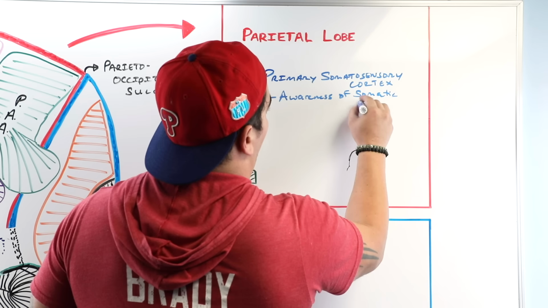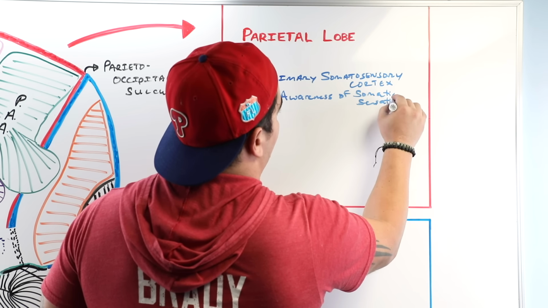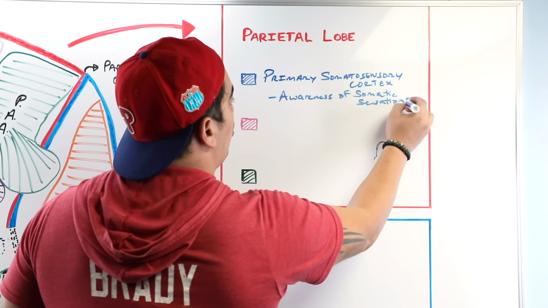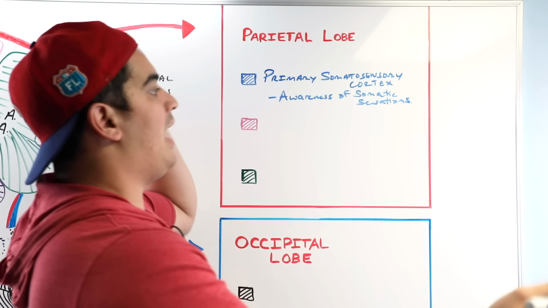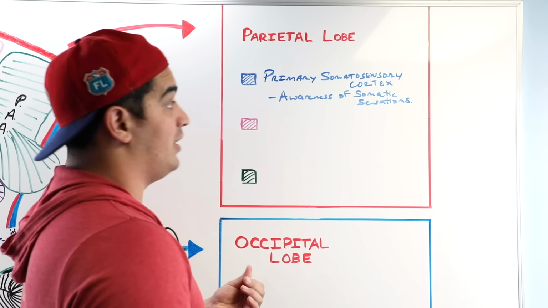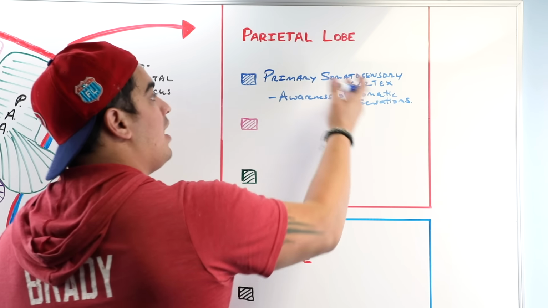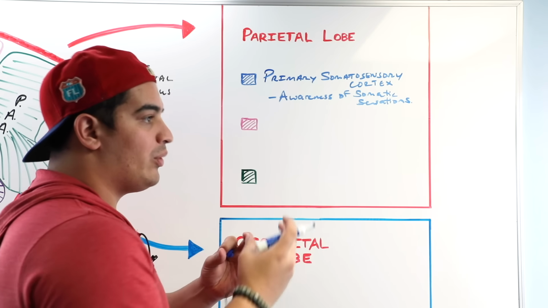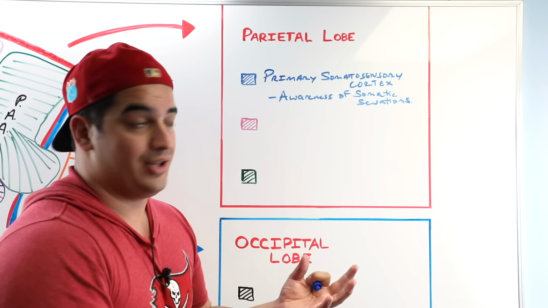Now, to expand on that, what does that mean? That means fine touch, discriminative touch. It means proprioceptive sensations, which is where your body, your arm, your body parts are in three-dimensional space. And even vibration sense and pressure. All of that stuff comes to this area of the cerebral cortex, and so you're aware of those sensations.